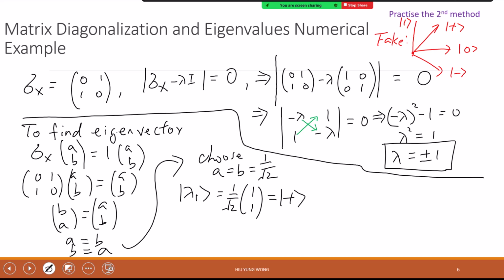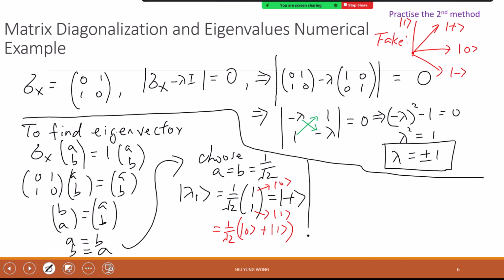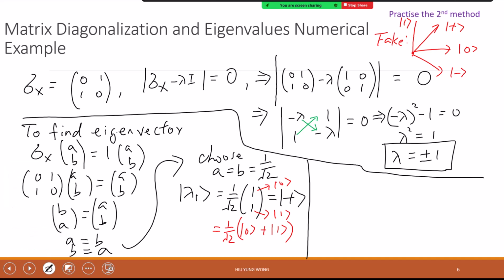But indeed, it still obeys the rule that, as you can see, this is 1 over square root 2 times (0 plus 1). Do you see that? Because when we write it in this way, we are saying that it has 1 unit of 0 and 1 unit of 1, and 0 and 1 are the eigenvectors of sigma z. I'm not going to do the negative 1, but you can check it yourself.